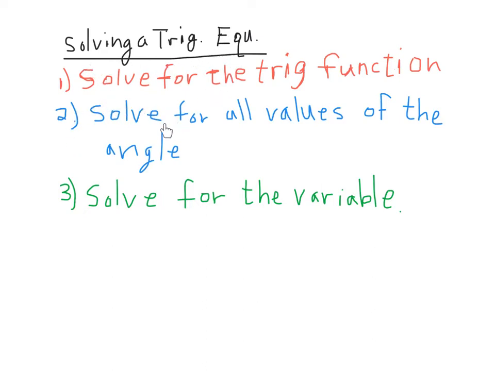any trig equation, right? You first want to solve for the trig function, like sine or cosine of theta or whatever, maybe cosine of 3x. And then you want to solve for all values of the angle. That's really kind of a key step, is finding all the values of the angle. That might imply using plus 2 pi k. And then third is solve for the variable. Like if your angle is 3 times theta, then you would still need to divide by 3 to figure out theta.